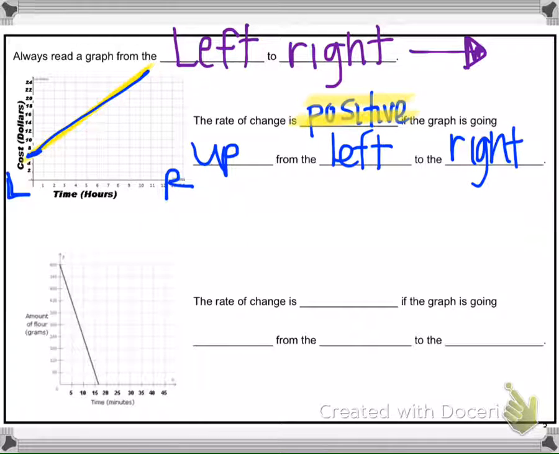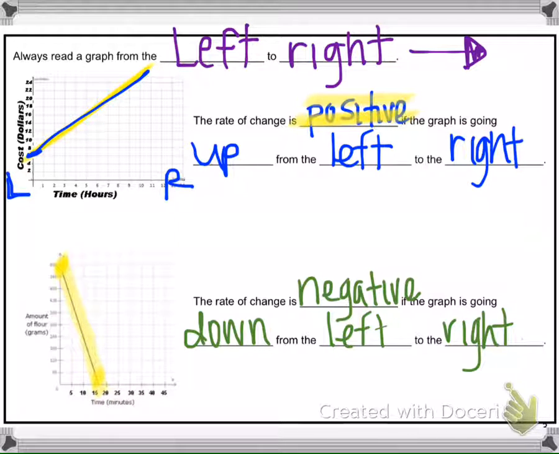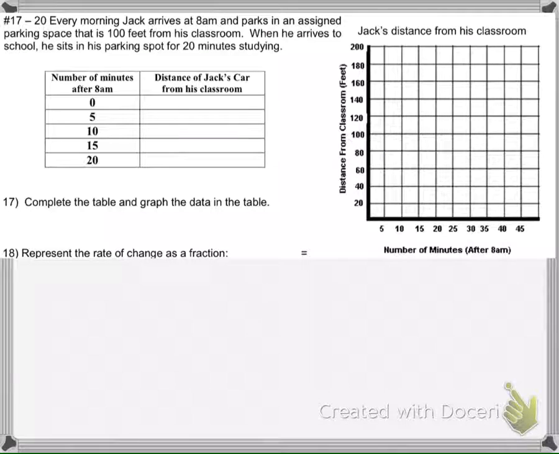And then when we did the problem about the flour, from the left side to the right side, it's going down. So from the left to the right, if it's going down, it has a negative rate of change. So the rate of change is negative if the graph is going downward from the left to the right. So if we take a look at number 17, it says every morning Jack arrives at 8 a.m. and parks in his assigned parking space that is 100 feet from his classroom. When he arrives to school, he sits in the parking spot for 20 minutes studying. So let's go ahead and complete this table here.